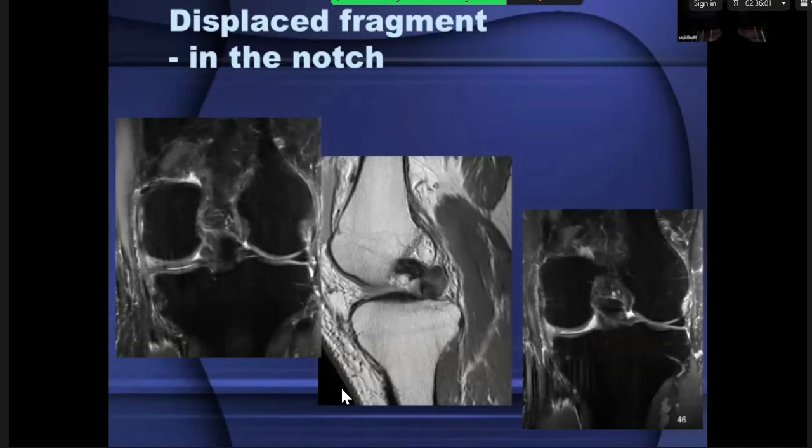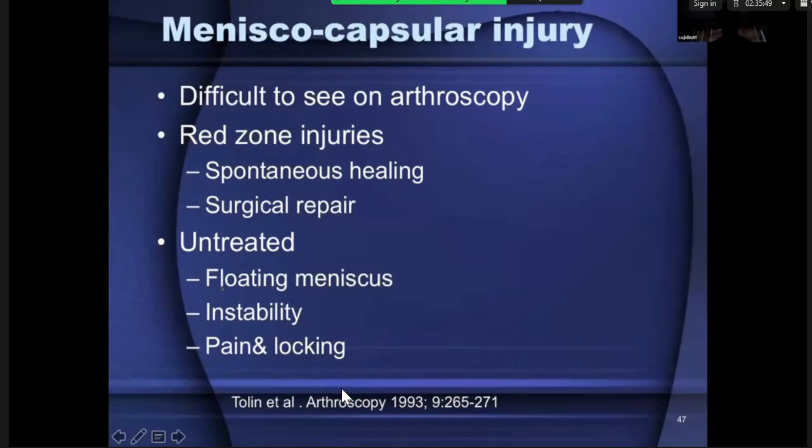Here you've got a big meniscal fragment within the intercondylar notch, which is displaced, in this case, from the medial meniscus, resulting in the double PCL.